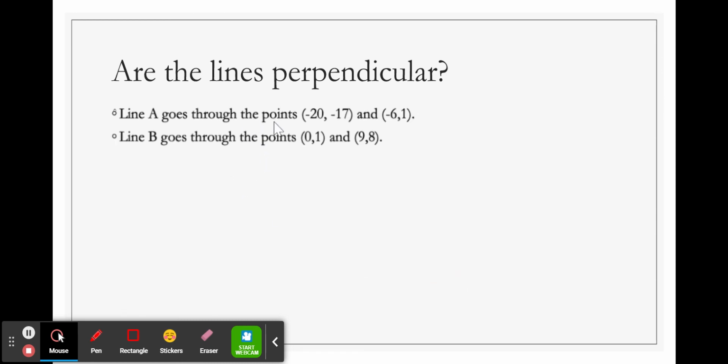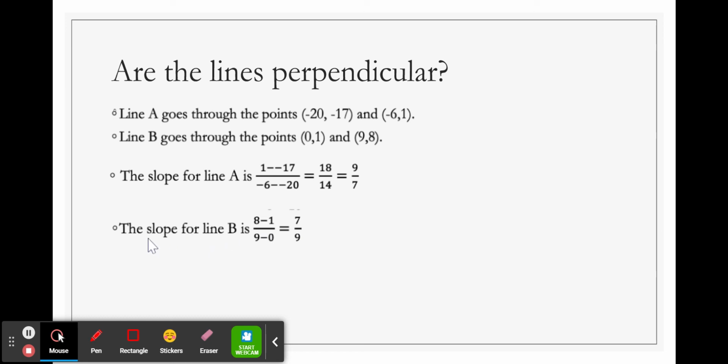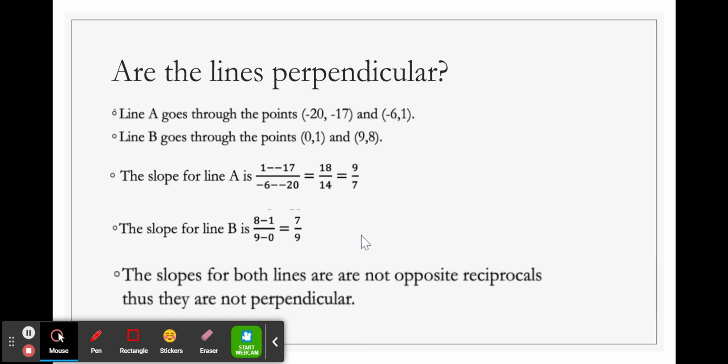And then we're going to calculate the slope of line A, and we get the slope is 9/7. And for line B, we get that the slope is 7/9. But they're both positive. And since they're both positive, they're not opposite reciprocals and they're not perpendicular.